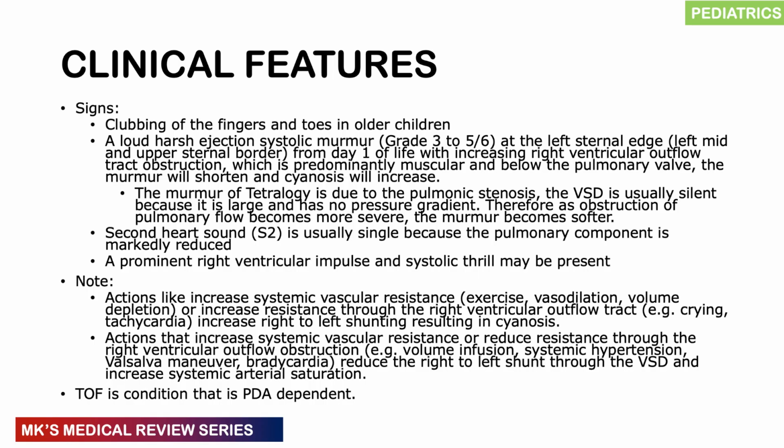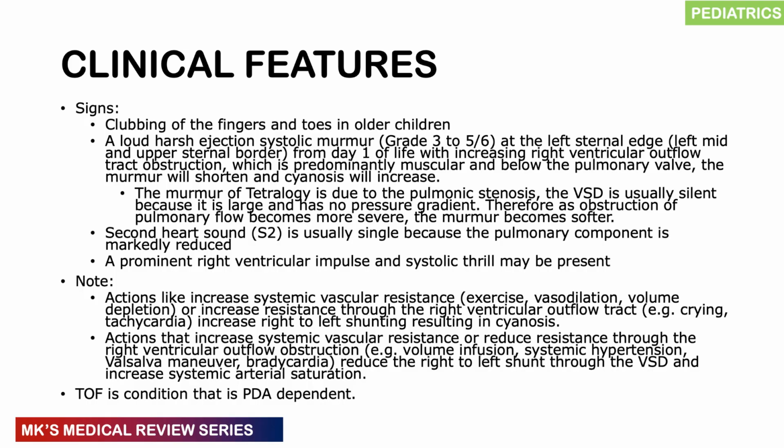But if that defect was very small, it would actually create a very harsh murmur. So generally, the murmur in Tetralogy of Fallot is commonly attributed to the pulmonic stenosis as opposed to the VSD. The VSD is actually quite silent. If you actually hear a very harsh murmur because of a VSD, then that defect is probably small. If it's a soft murmur in case of a VSD, that means that defect is very large. And it means that if the obstruction worsens in the pulmonary outflow, the murmur is going to become quite softer.